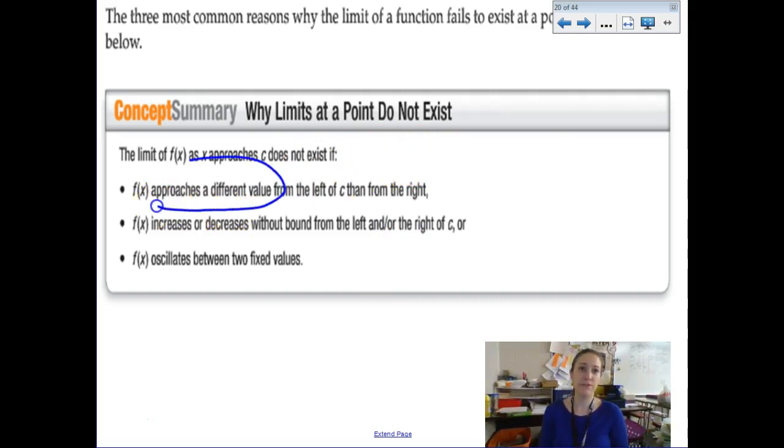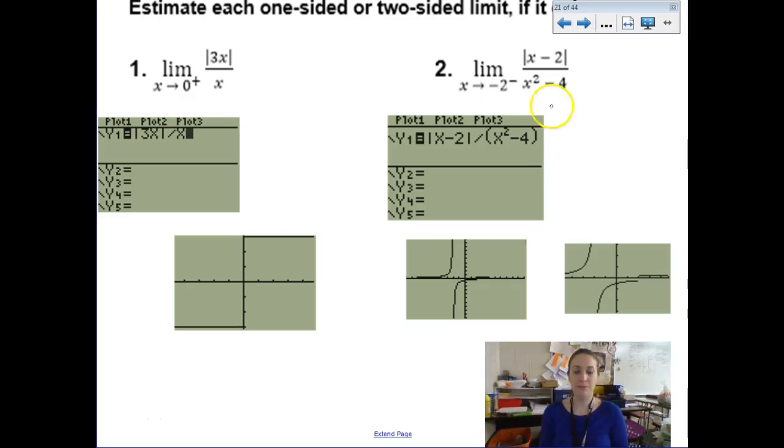So reasons why limits at a point do not exist. If they approach a different value, that's a key one. So you'll see jumps, or you'll see asymptotes that go in opposite directions. If it increases or decreases without bound, this is a little confusing because in calculus, the way they word the questions, they might tell you that the limit doesn't actually exist, but they're still going to ask you what the function approaches. So really it's an end behavior question. And then oscillation is a big one. So jumps, holes, asymptotes that don't go in the same direction, that's what we're looking for.